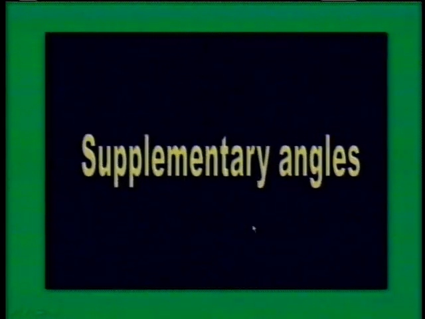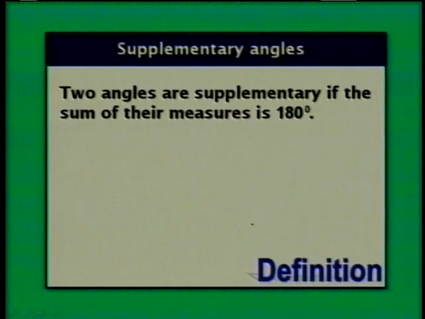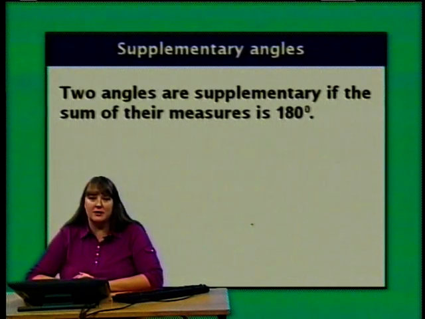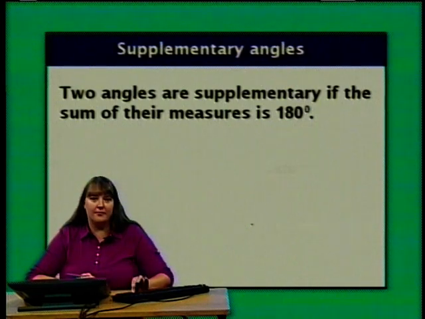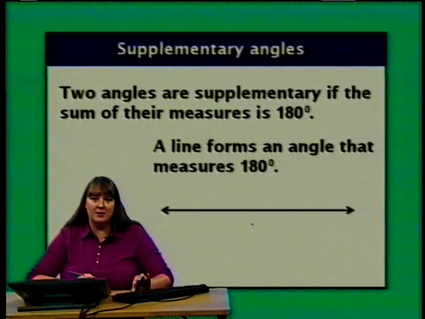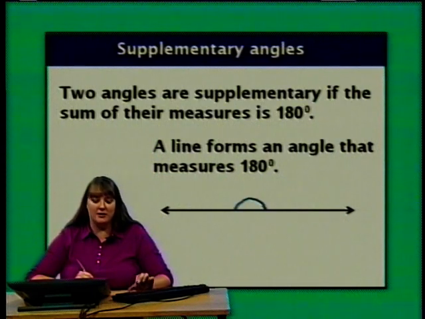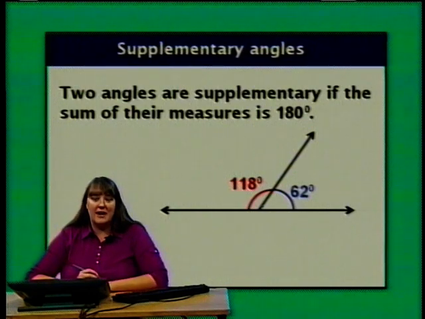Well, now let's look at supplementary angles. Starting with a definition, two angles are supplementary if the sum of their measures is 180 degrees. A line forms an angle that measures 180 degrees. Here's a 180-degree angle. If I had a 62-degree angle and a 118-degree angle lying on this line, 62 plus 118 is 180. So these are called supplementary angles.